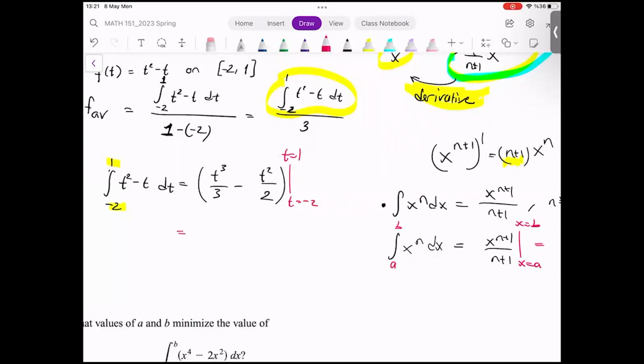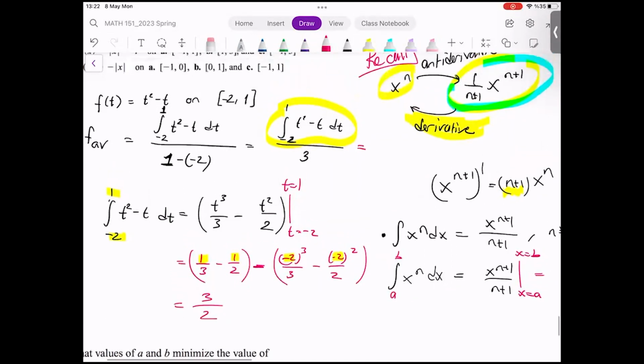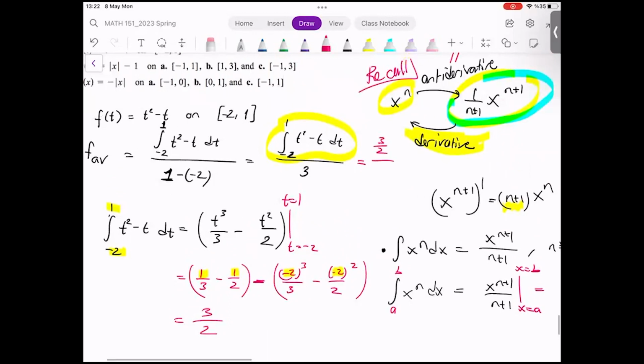What does this notation mean? You first insert 1 for your t, and then you insert the lower bound for your t, which is minus 2. And then you take the difference of these two. So we first insert the upper bound, then the lower bound, and then we take the difference. And if you do this computation, you will find 3 over 2 as the result, okay? So the average value of the given function is 3 over 2 over 3, okay? So that will be the result.